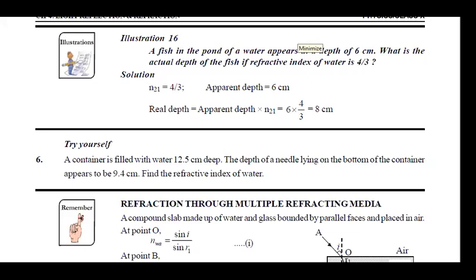Now, answer me this. Real depth is always greater than apparent depth. True or false? Always. Yes, very good, Maria. Very good, Dhruv. Very good, Pragna. It is false. It is not true. Can anyone tell me why it is false? Pragna, Dhruv, Maria, can you tell me why it is false?